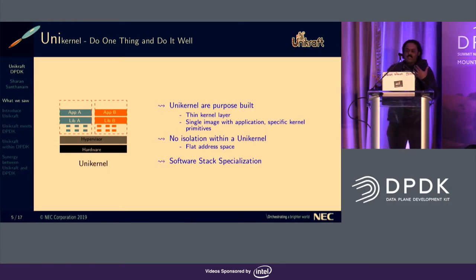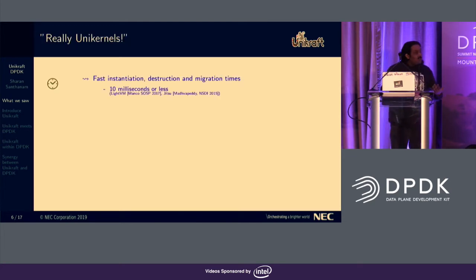The advantage we gain with this is that we could specialize each of the layers in the stack. We could pick and choose whatever we want. That's the benefit we gain from optimizing for a specific application. And the next thing is, where do we realize it? For example, the benefit of a Unikernel is a fast instantiation time.